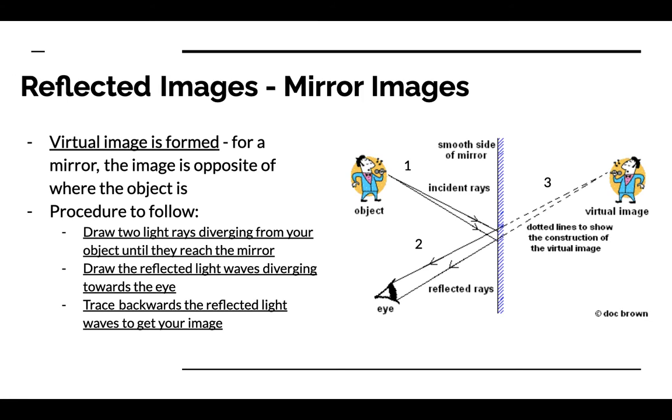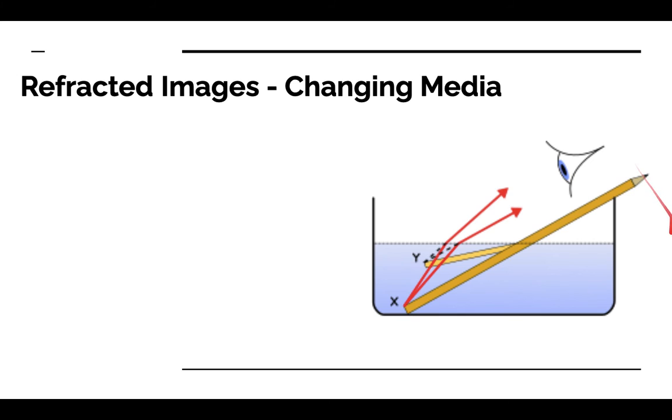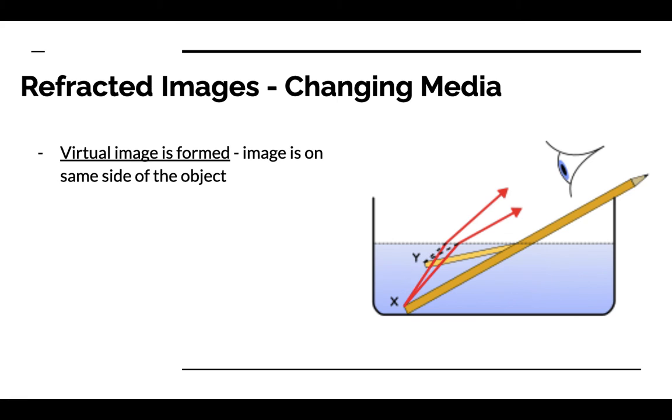And then lastly, we come to refracted images. How is it that a pencil, if you place it in water, looks like it's bent or misaligned? So this results, again, from refraction. That's basically been the whole topic of this lesson, refraction applied to how images form. With refraction, a virtual image is formed because the image is on the same side of the object, and not only because of that, but also because your light rays are going to be virtual. The intersection light rays are going to be virtual here.